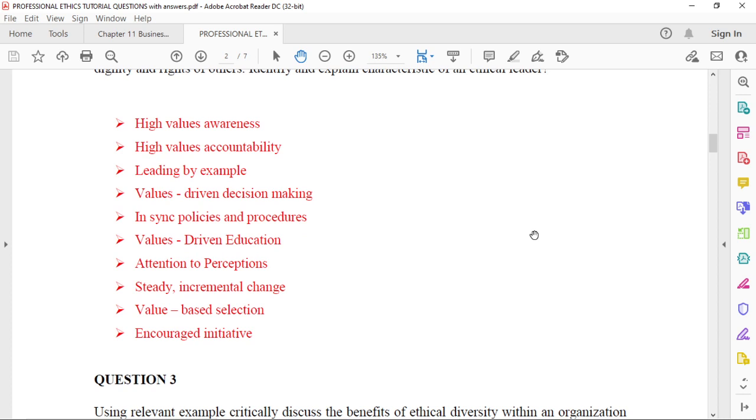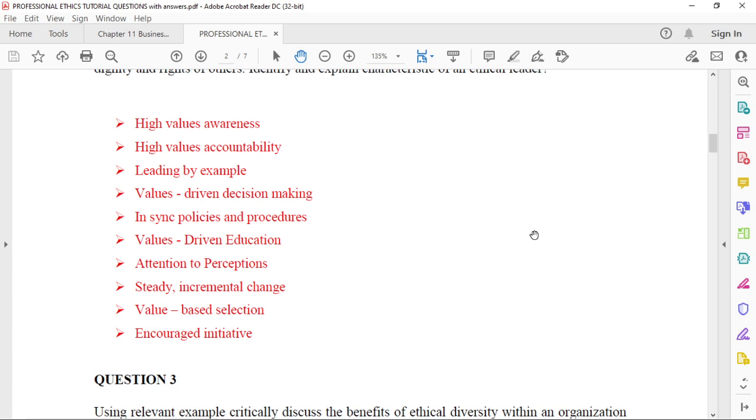Attention to perceptions. You're just saying that make sure that you give employees a chance to contribute, to give their ideas, to give their opinions and all that. And steady and incremental change. We are talking of an environment where, if something is well done in an organization, if someone has accomplished something, they should get benefits and all that.